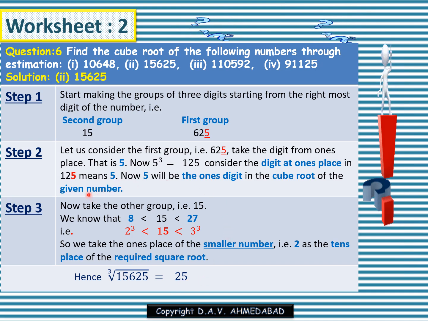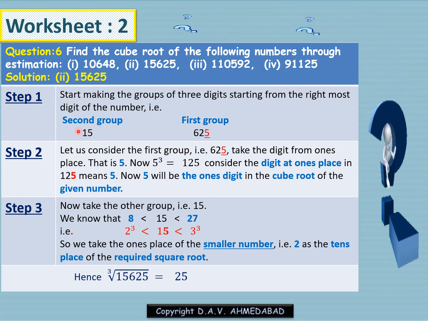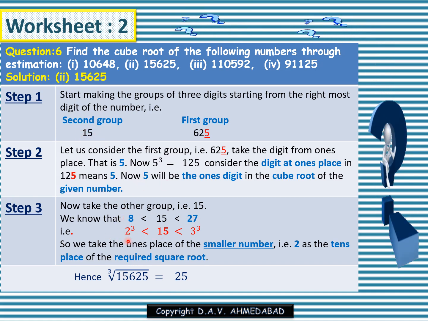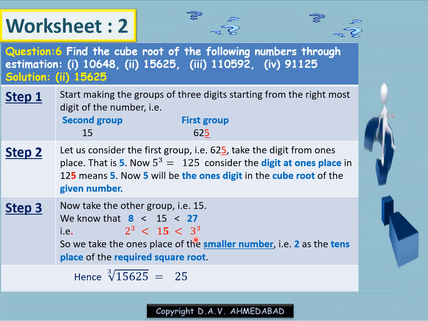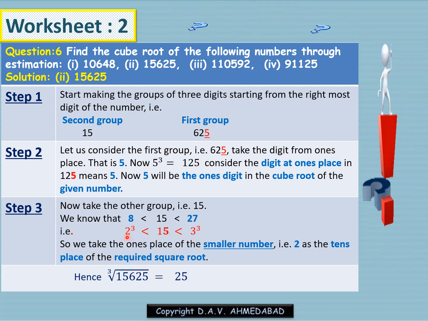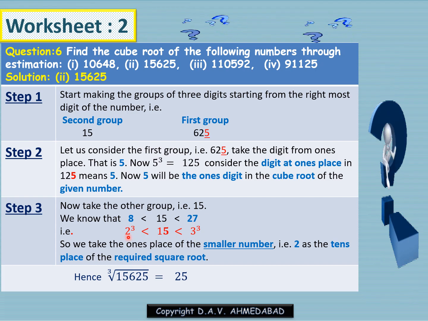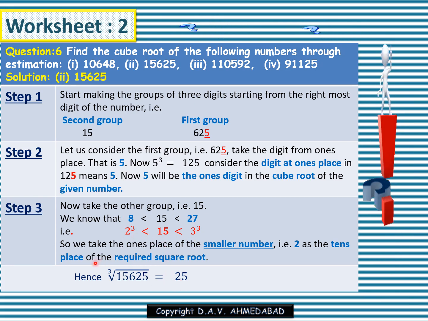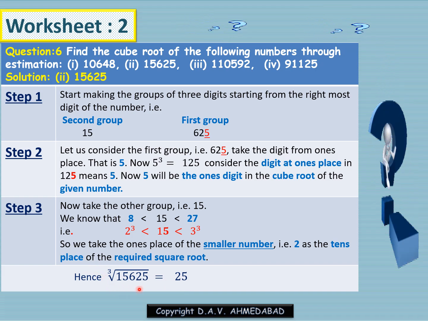Now let's consider second group. Second group is 15. Perfect cubes near to 15 are 8 and 27. 8 is 2 cube and 27 is 3 cube. We always consider the smaller number. So 2 is the digit at 10th place of our answer. Therefore, cube root of 15,625 is 25.